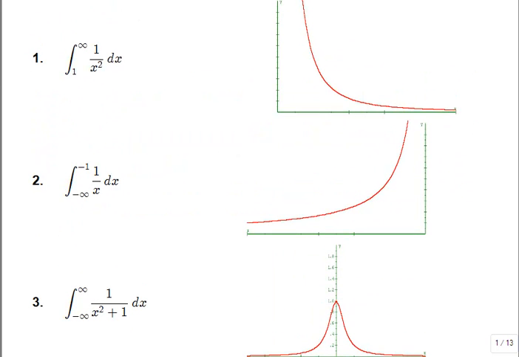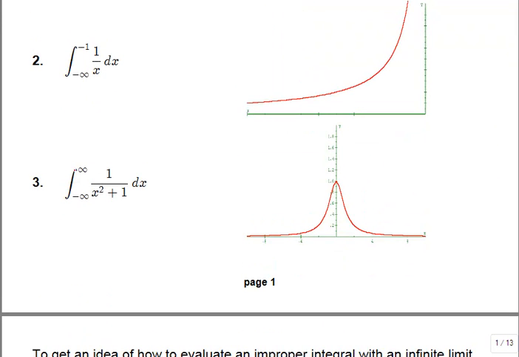So the integral from 1 to infinity of 1 over x squared, which would have this graph, and that would be like imagining the area from 1 up to infinity, so that sort of infinite region right there. The second example has an infinite limit in the lower bound from minus infinity to negative 1, so that would be the infinite area from negative infinity up to negative 1. And then this third example has two infinite bounds from minus infinity to positive infinity, so that would be the area underneath this curve all the way to the left and all the way to the right.